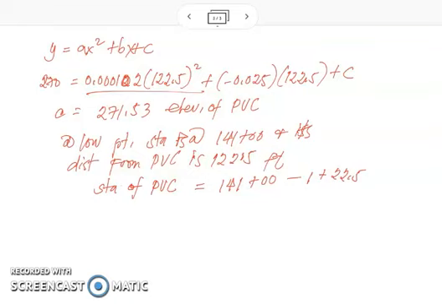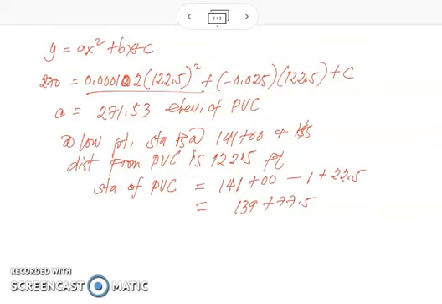So this will be all over 100, per one station is 100 feet. So therefore this will be equivalent to 1 plus 22.5. So therefore the station of PVC will be equivalent to 139 plus 77.5.